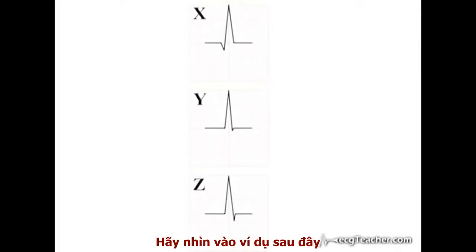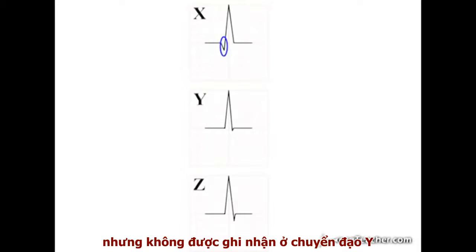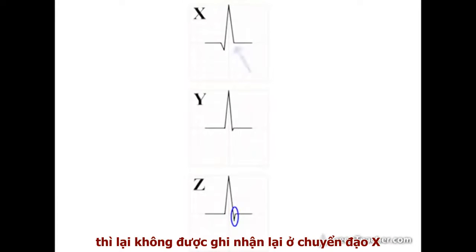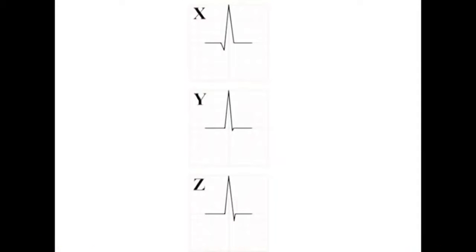Looking at this stylized example, in the 3 model leads shown, the current generating this small physiological Q wave in lead X has not been detected by lead Y, while the current generating this small S wave in lead Z has not been detected by lead X. So which readout represents the true QRS duration?